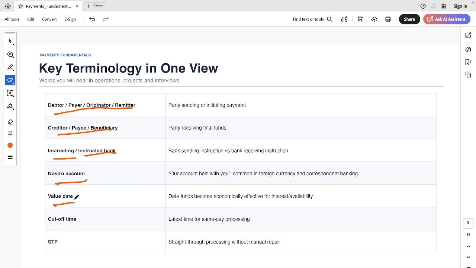Then comes the value date. Value date means the date from which funds become economically effective for interest or availability. Then comes the cutoff. Cutoff is the latest time for same day processing. If the payment misses the cutoff, it may move to the next business day. STP means straight through processing. That means the payment flows automatically without any manual repair. In an interview, these terms help you sound like someone who understands real payment operations and not just textbook definitions.